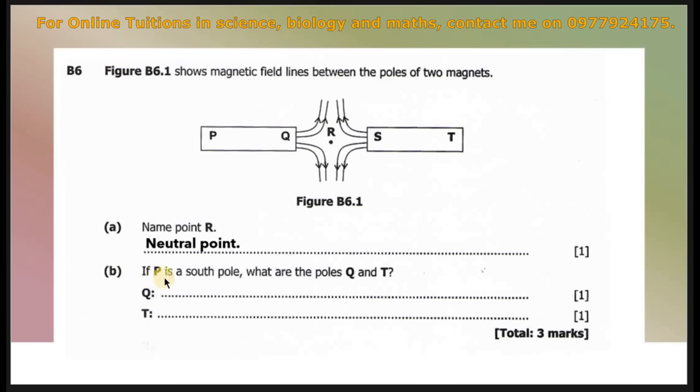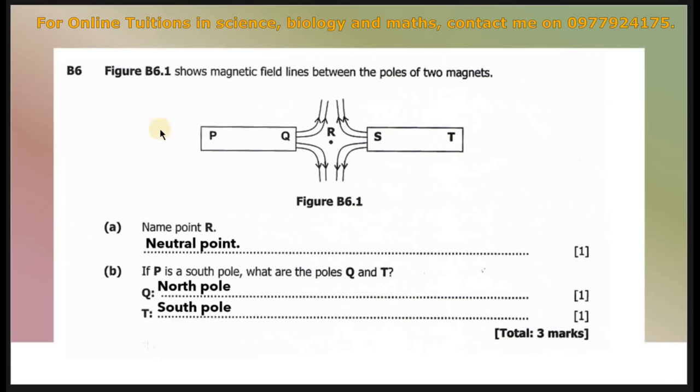Then they're saying B, if P is a south pole, what are the poles Q and T? So if P is a south, definitely Q is north. And at the north pole, that's where the fields originate. So the fields originate from the north to the south. So this one qualifies to be the north. So this Q is north. Then what about T? T here, as well, is where the fields are originating from. This side is also north. That one is south.